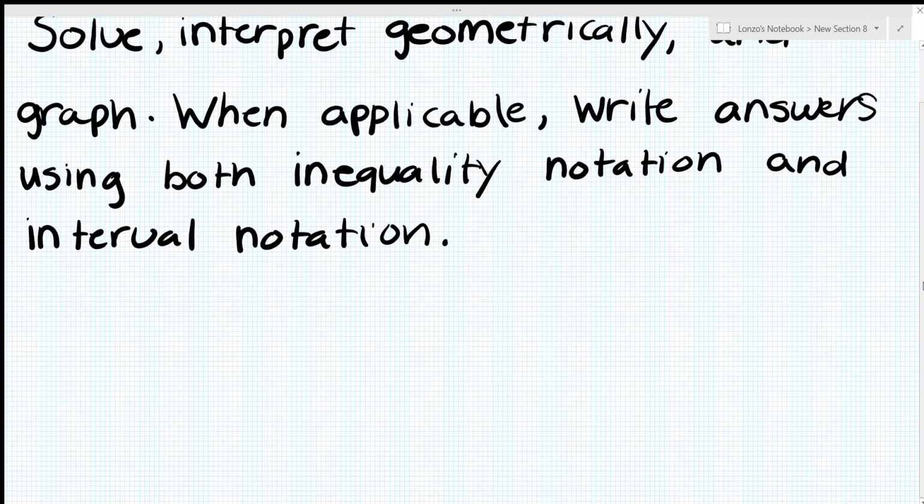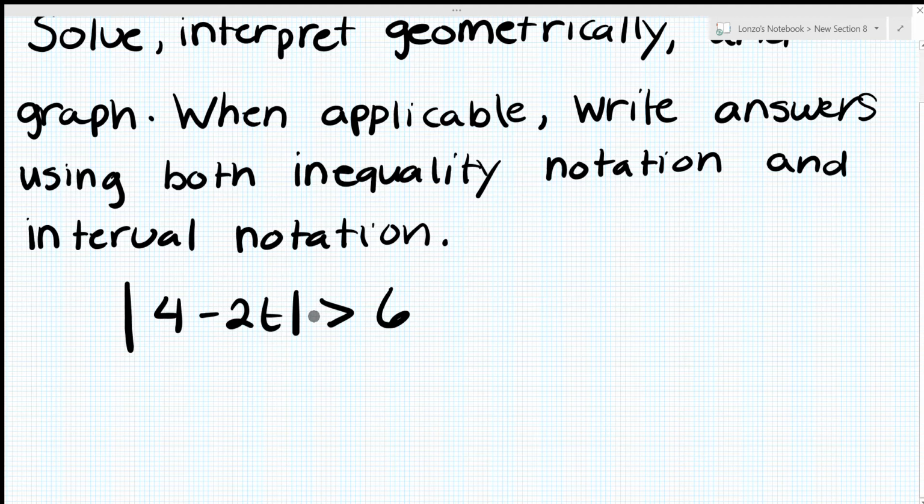So let's say you're given the absolute value of 4 minus 2t is greater than 6. So let's see here. We have this greater than sign. So what does that mean? It's definitely going to be an OR problem. So let's set up our two inequalities. It's going to be 4 minus 2t is greater than 6, or 4 minus 2t is, change the sign, less than, and then add a negative.